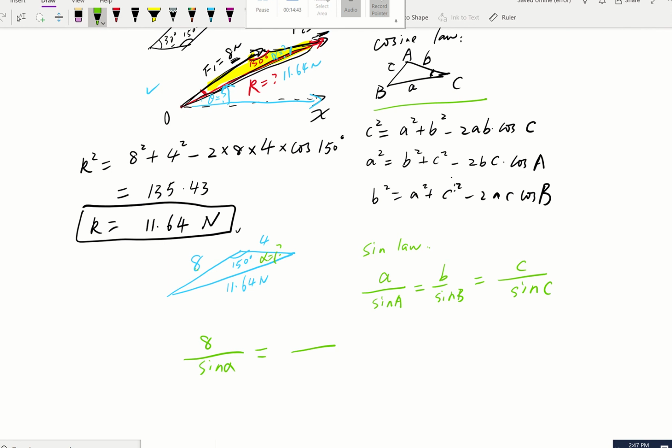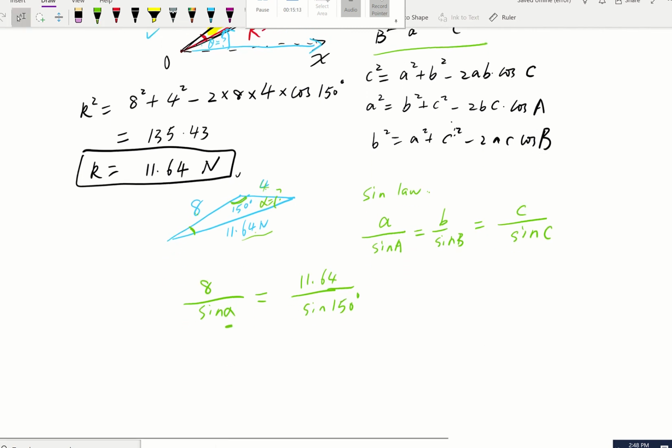And we can use 4, but if you use 4, you have to know this triangle right here, which we don't. However, don't forget, you have this resultant figured out already, 11.64. And do we know the opposite angle? Yes, 150, sine 150. So here you have an equation. You have one equation and one unknown. The unknown is your alpha. So can we find this alpha? Yes. So cross multiply: 11.64 sine alpha is going to be equal to 8 times sine 150.